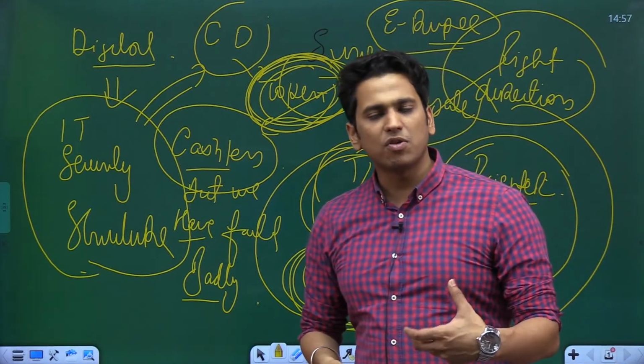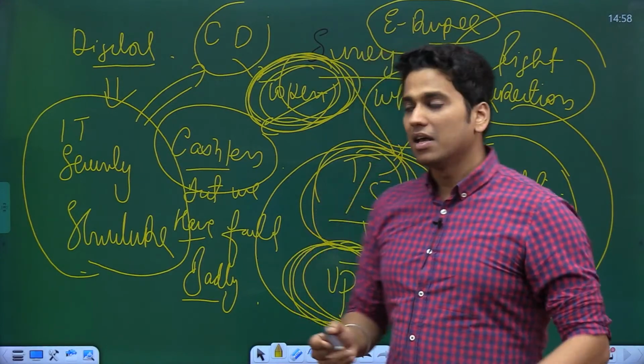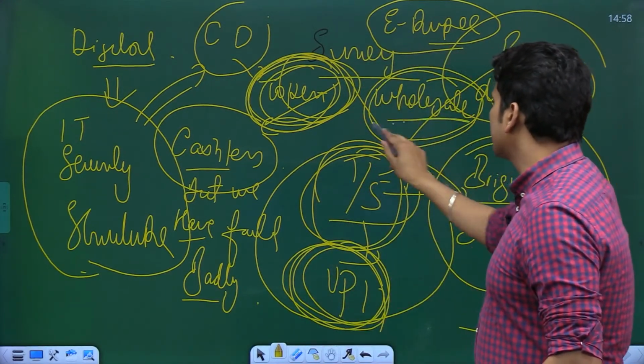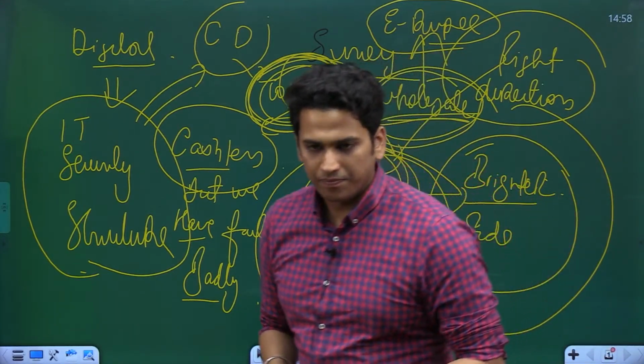There are two types of e-rupee, retail and wholesale, and for certain banks for settling their government securities, they have introduced this wholesale concept of e-rupee, that is a digital rupee.